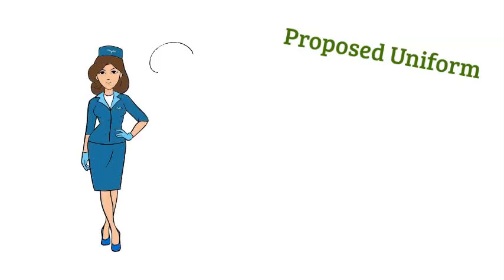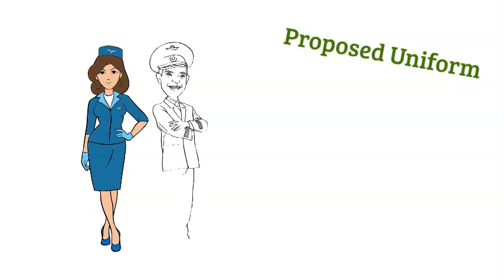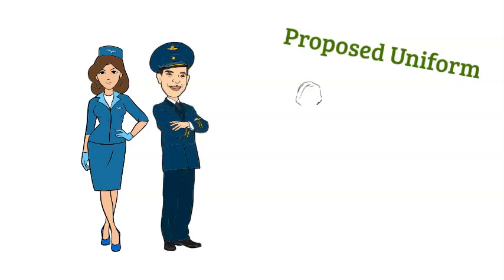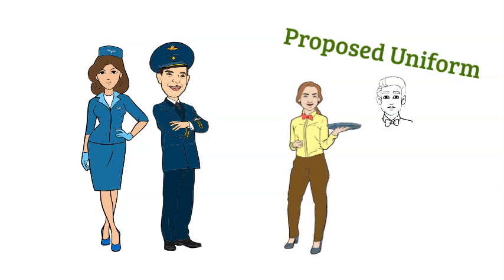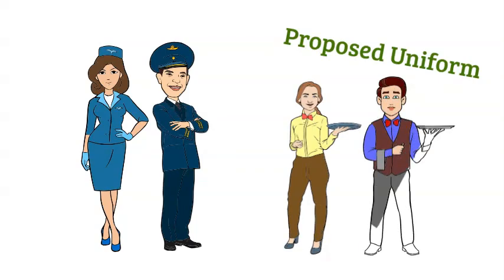Proposed uniform. A uniform refers to specific clothing items that must be worn in the workplace. Uniform clothing is commonly branded with the organization's name or logo, thus designating the person wearing it as an employee of that specific company.